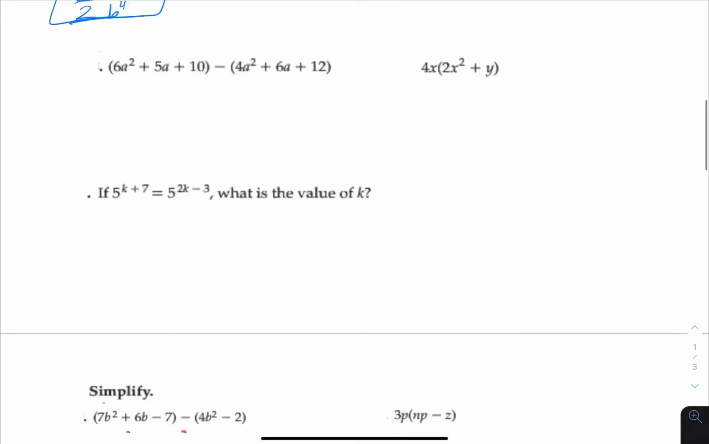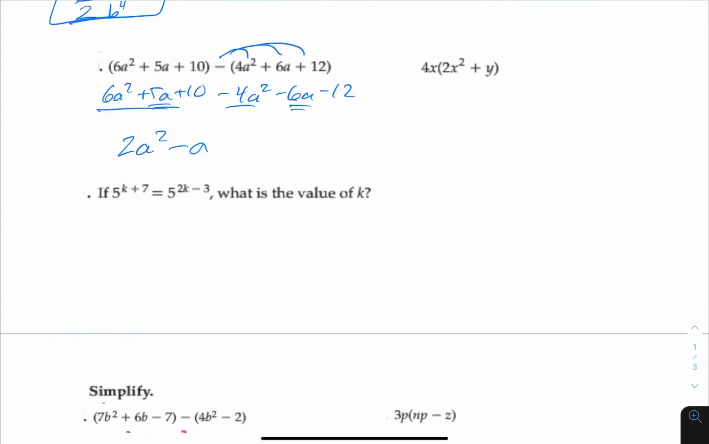Look at these. So now all they want to do is do the operation, right? So here they want to subtract. So don't forget, distribute the negative to both. This side stays the way it is. And each of the negatives gets negative 4a squared minus 6a minus 12. Add like terms: 2a squared, negative a, negative 2.